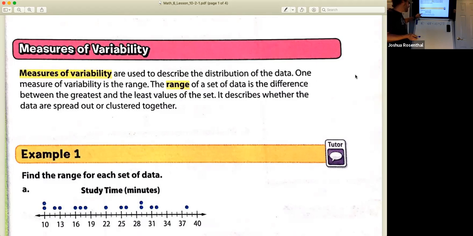Some other values we can come up with: mode would be which ones stand out more. 10 happened twice, 29 happened twice. So 10 and 29 would be the mode. The median, you'd have to order them from least to greatest. So how many data points are there here? 1, 2, 4, 6, 8, 10, 12, 14, 15 data points. So that would be the eighth data point. 1, 2, 3, 4, 5, 6, 7, 8. That is the middle data point. So 22 is the median.